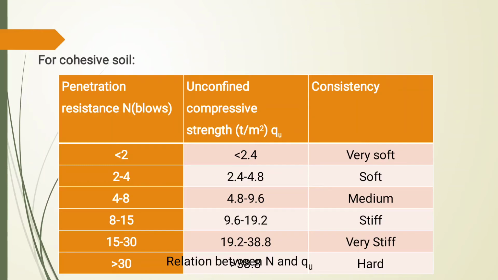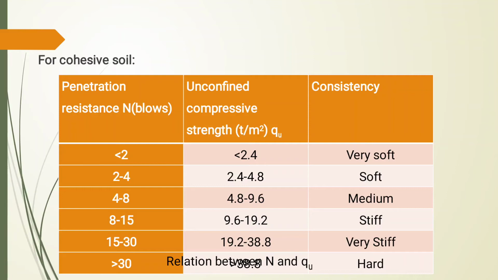For cohesive soil, taking the penetration value from an SPT: if the penetration value is less than 2 and the unconfined compressive strength is less than 2.4, then the consistency is very soft. If the penetration value is 2 to 4 and compressive strength is 2.4 to 4.8, the consistency is soft. If penetration value is 4 to 8 and compressive strength is 4.8 to 9.6, the consistency is medium. If penetration value is 8 to 15 and compressive strength is 9.6 to 19.2, the consistency is stiff.